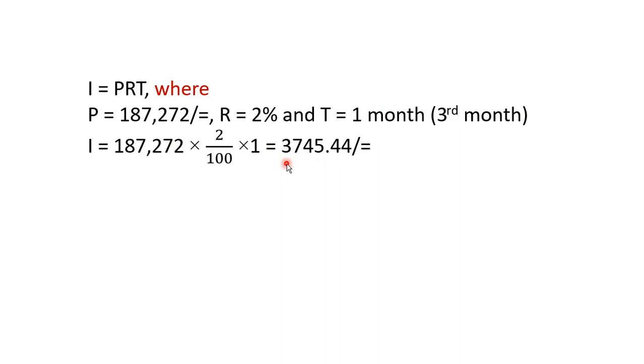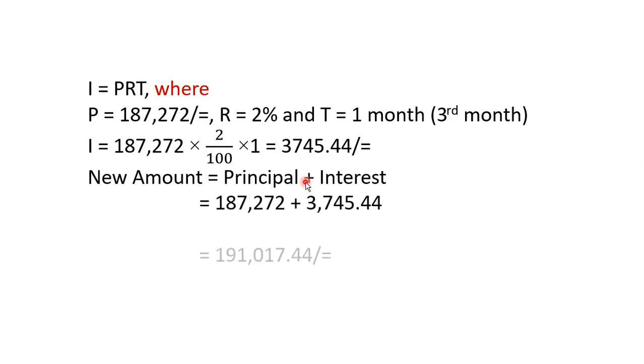3,745.44 shillings. Now, it means that the total amount on the third month is going to be got by adding this principal plus the interest, and that will give us the new amount, and that will be 191,017.44 shillings. So that is the new amount by the end of the third month. Now we can use this new amount as the new principal for the fourth month.